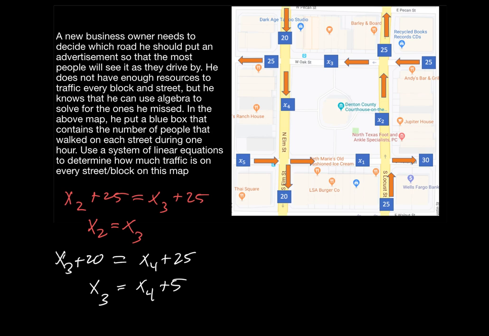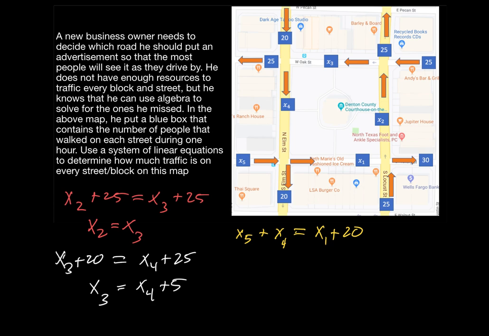All right, I'm going to set up a third equation, and I'm going to work in that bottom left corner. I have x4 coming in, and that must equal what's leaving, which is x1 plus 20. All right, that one's got three variables, just the one number. There's really not anything else I can do with that one at this point.